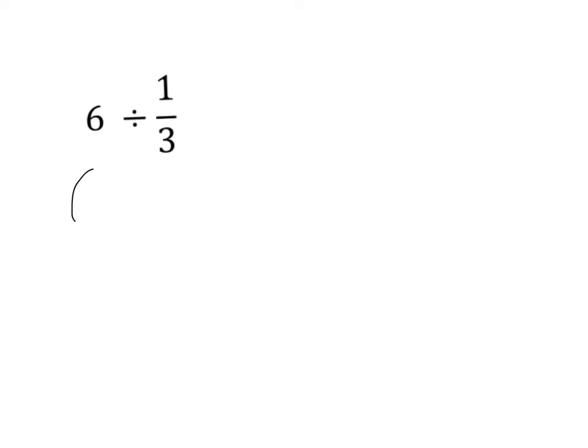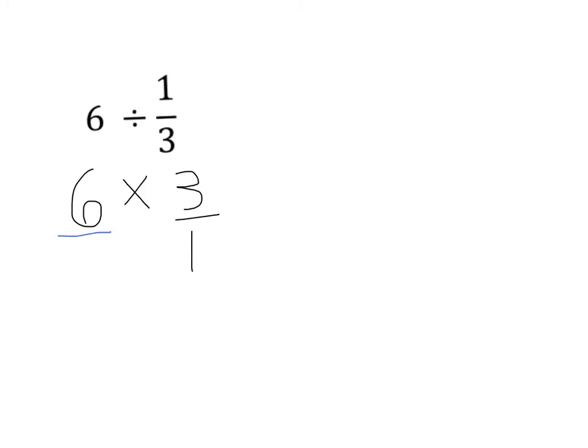So let's look at this. We're going to leave 6, change the division to multiplication, and we're going to use the reciprocal of 1/3. Remember, the reciprocal is just it flipped. So the reciprocal of 1/3 would be 3/1. And then it's a simple multiplication problem like we already know.